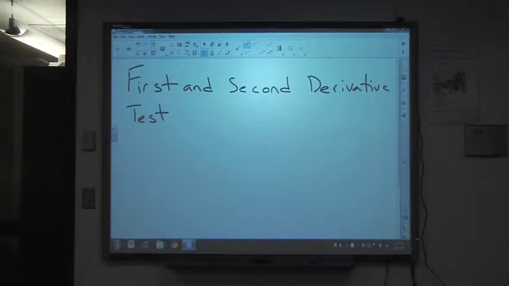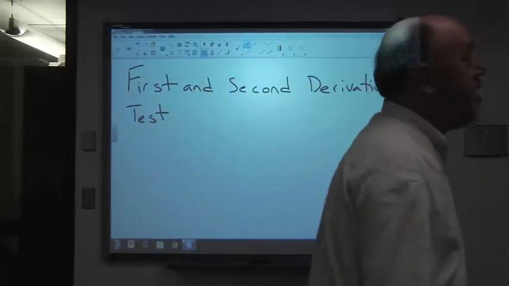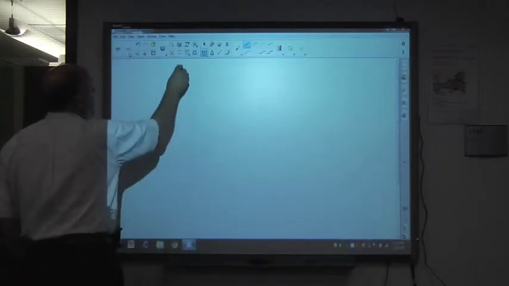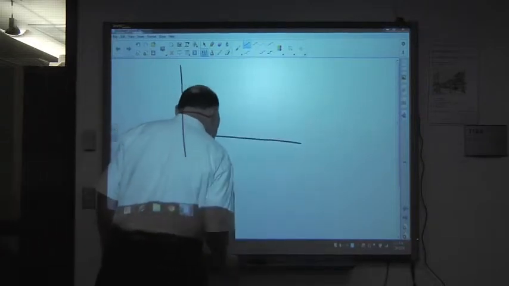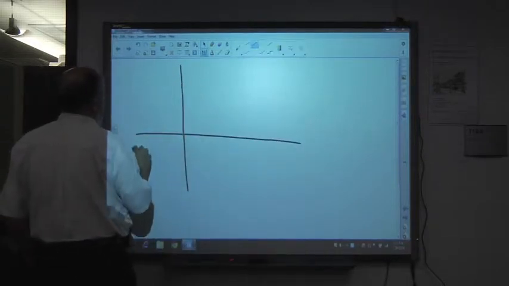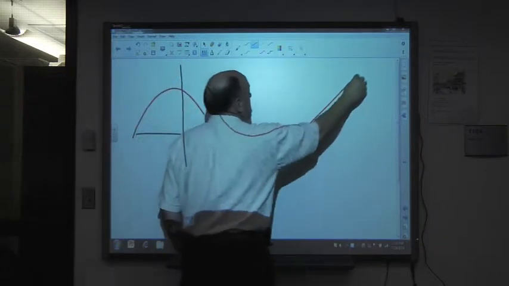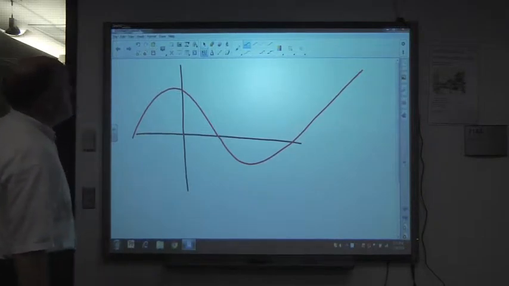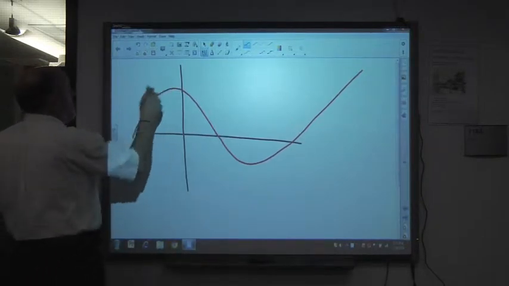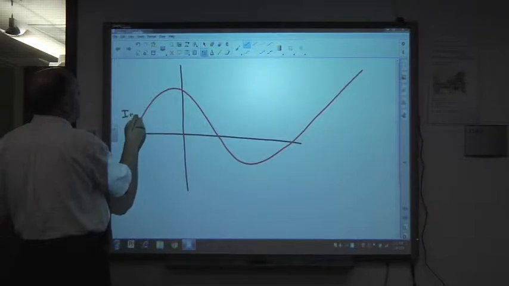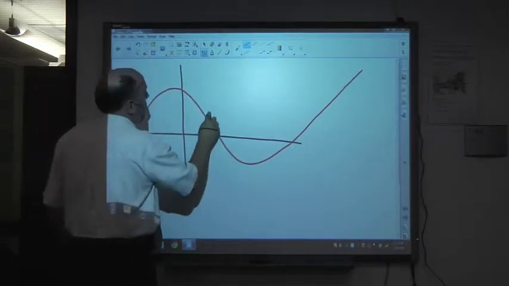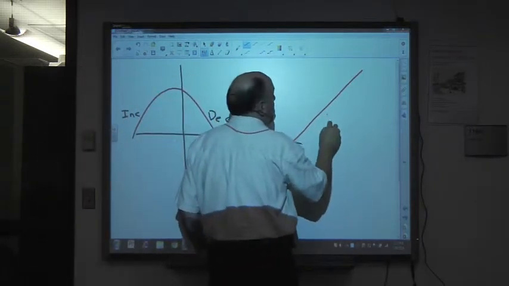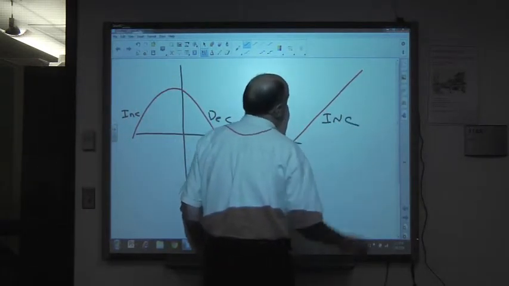Okay. So this next lesson will be on the first and second derivative test. So we think in terms of a graph, some kind of curve, something that looks like that. And we look to see what's going on with this curve. We can see that over this region it is increasing. From here to here, it is decreasing. And then over in this region, it is increasing again.